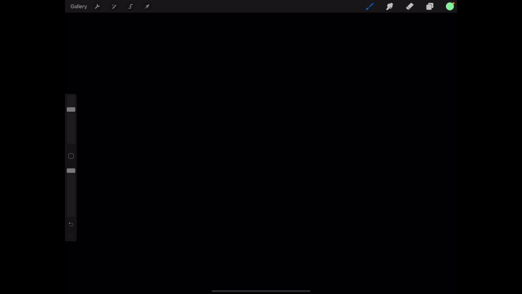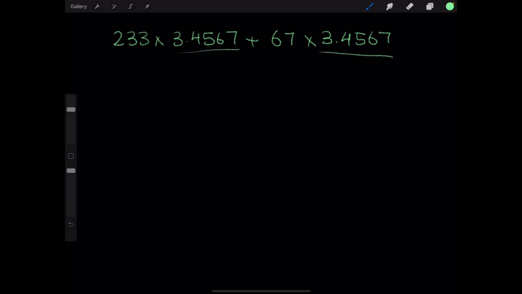So we're going to do this question here, which is 233 times 3.4567 plus 67 times 3.4567. Now, what do you think we'll do with that one? Well, the two numbers you're multiplying by, they're the same. And so if you add these numbers together and times it by only one of these, the answer would still come out the same. Now, why does that work?